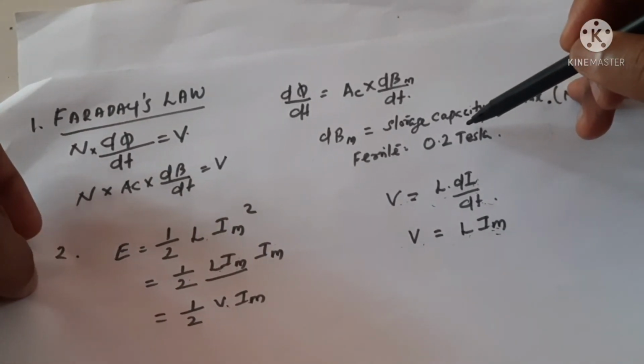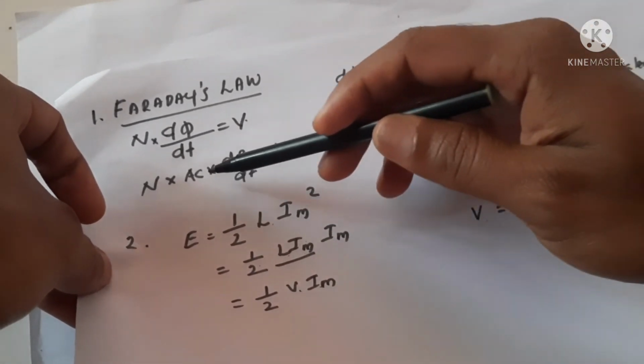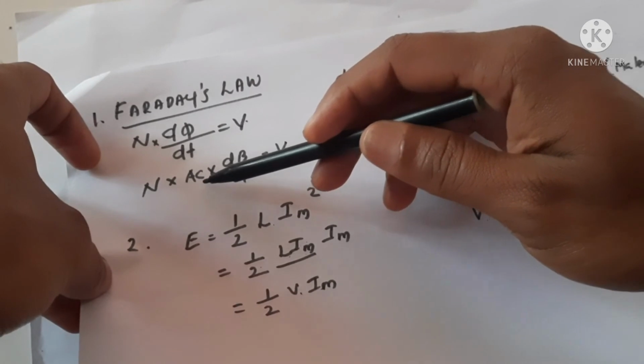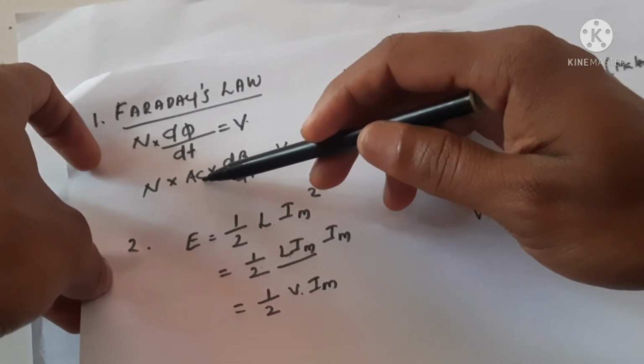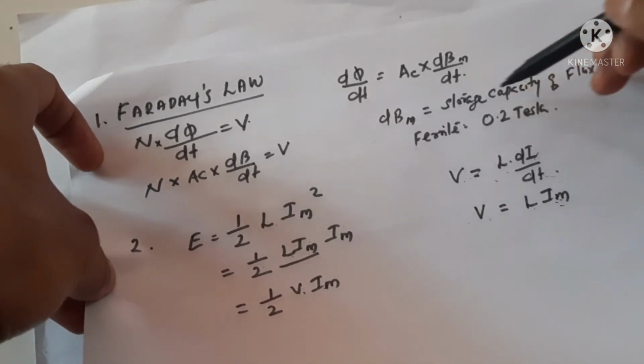The core material is the same, and if we want to apply more voltage, the only way is to increase the area of the core. That is what is called: the core size is related to voltage rather than current.